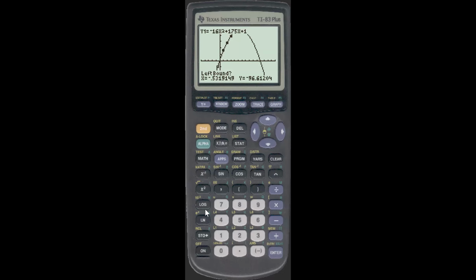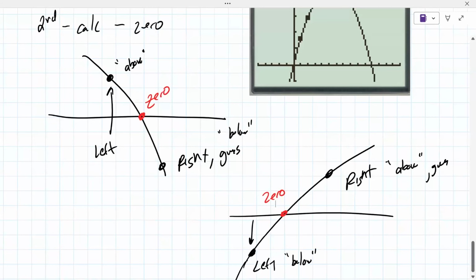Right. It depends on whether the graph is going up and to the right or down and to the right. Let me show you this picture one more time because this is what you're asking. The one we're finding now, left is below and right is above. But when the graph was going the other direction, left was above and right was below.